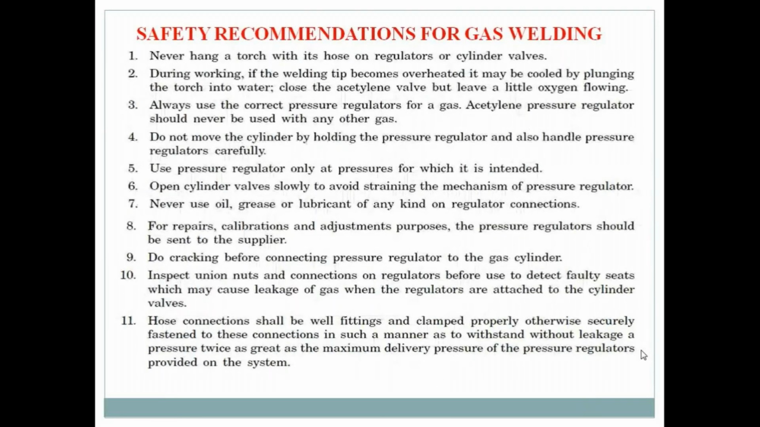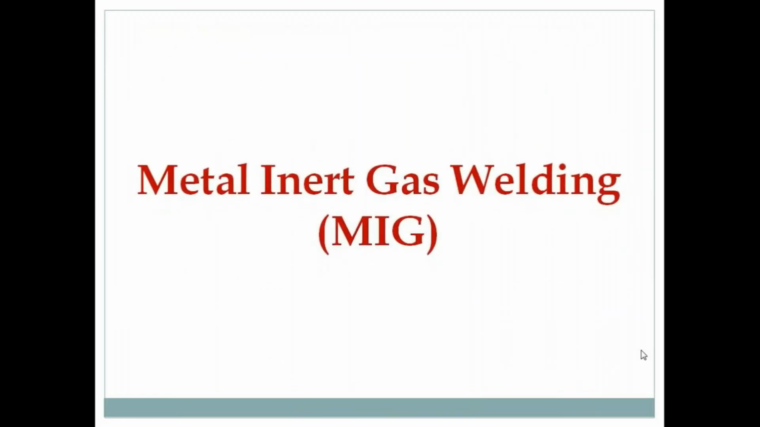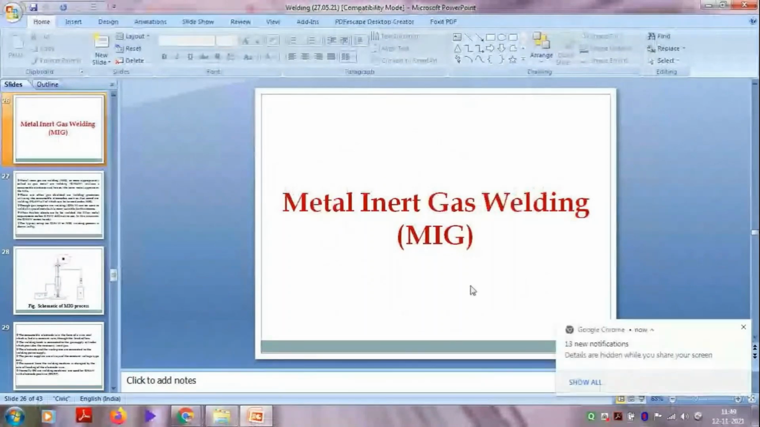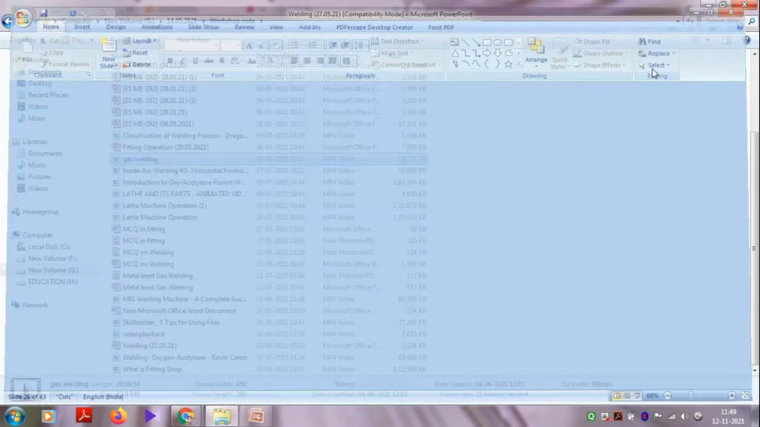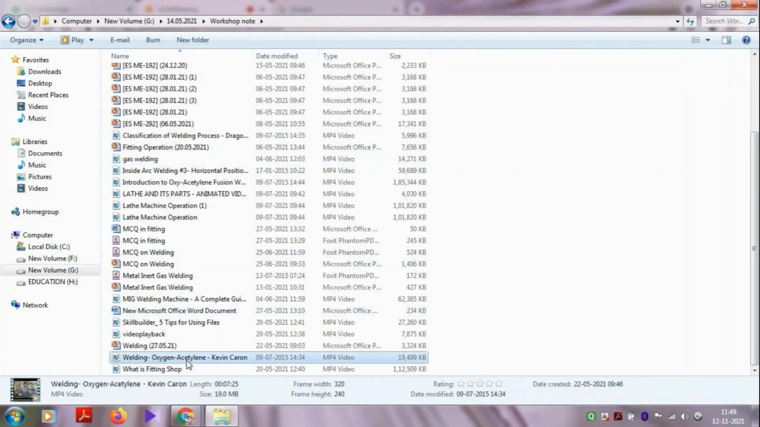Some safety rules will be followed in the welding shop. Electrode is required; these are the types of electrode. Another is MIG, I will discuss later. So today I have basically discussed arc welding and gas welding. Very good.